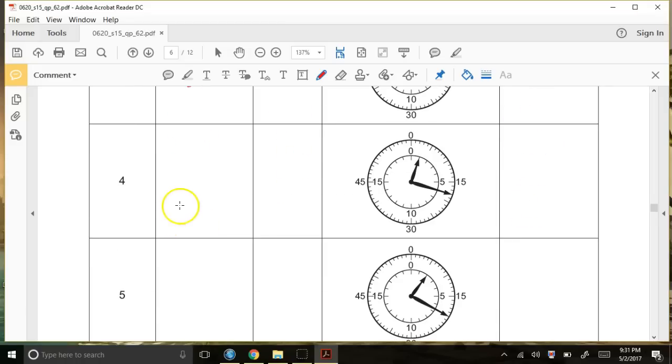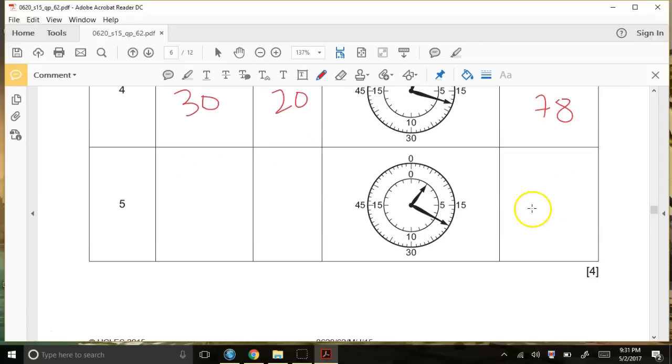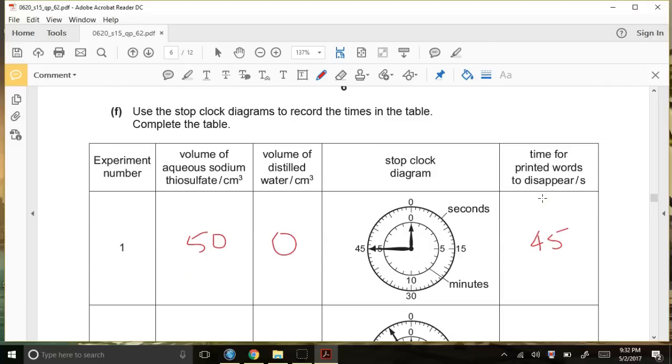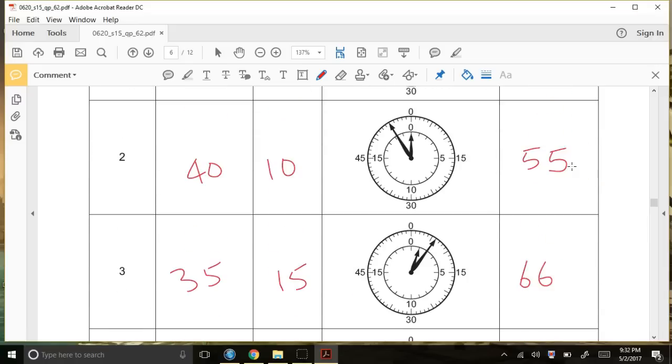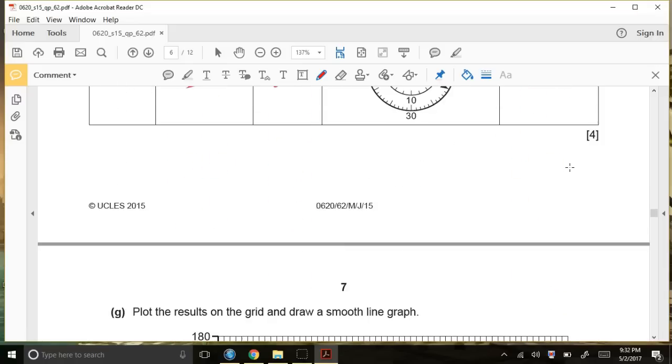In experiment number 4, we had 30 of thiosulfate, 20 of H2O. The time going up to now 78 seconds. And then finally we have 20 of thiosulfate with 30 of water, and it took us 140 seconds. I hope you are paying attention to the fact that we have to write the answer in seconds there. So keeping in mind that 1 minute is 60 seconds, you need to figure out how many minutes, and that's how you get all these numbers there.